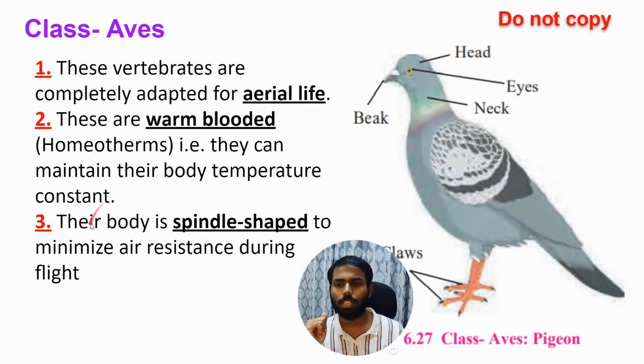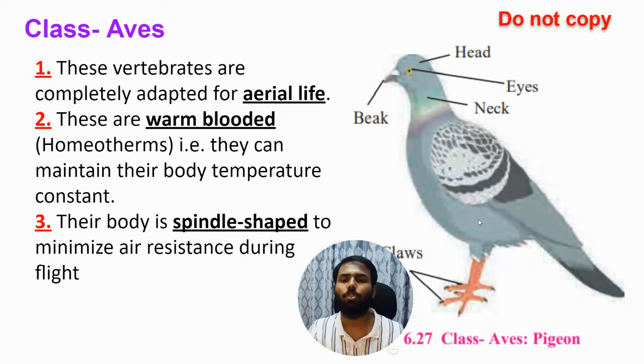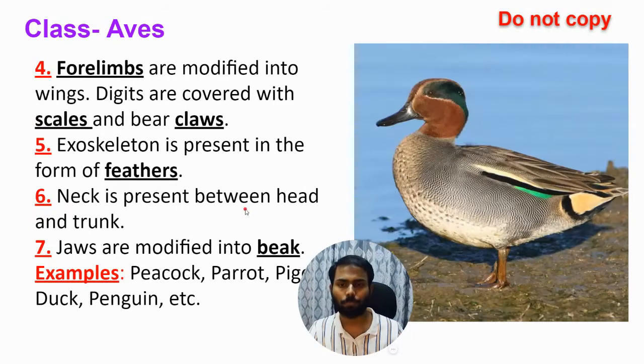ओके, next, their body is spindle shaped to minimize air resistance during flight. Spindle shaped, you all know, is एक भौरे के शेप में है, right? This is the spindle shape. And why is it? So that air का resistance एकदम कम रहे. Air में से उड़ते समय air की वजह से ब्लॉक नहीं होना चाहिए उनका पाथ, और उनका स्पीड स्लो नहीं होना चाहिए. ओके, इसलिए स्पिंडल शेप होता है.